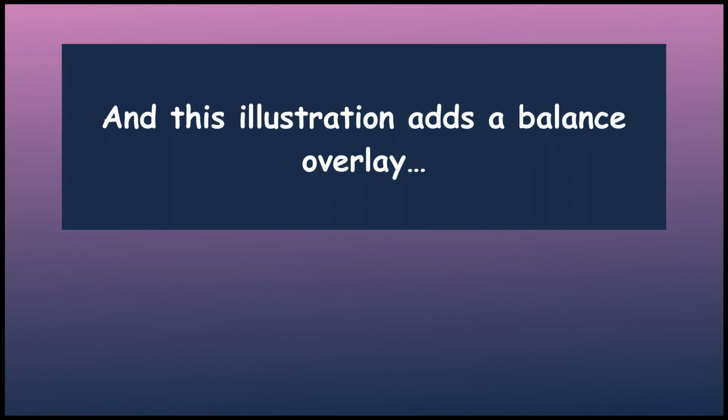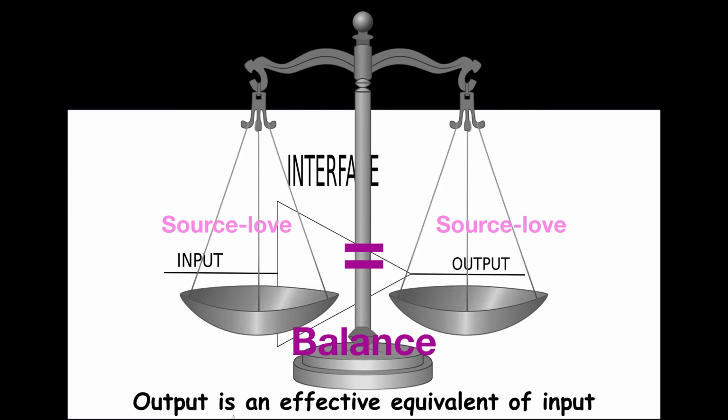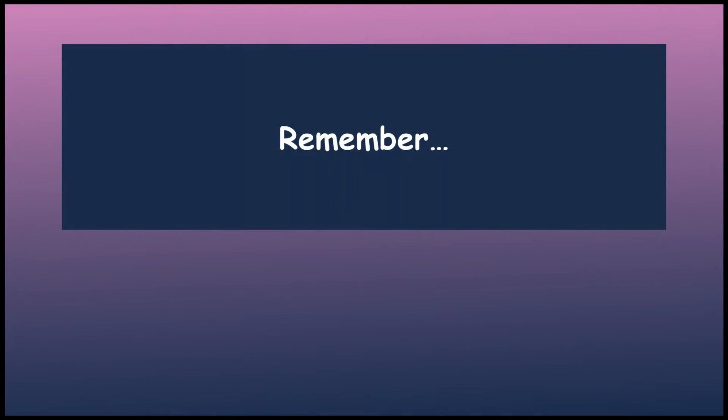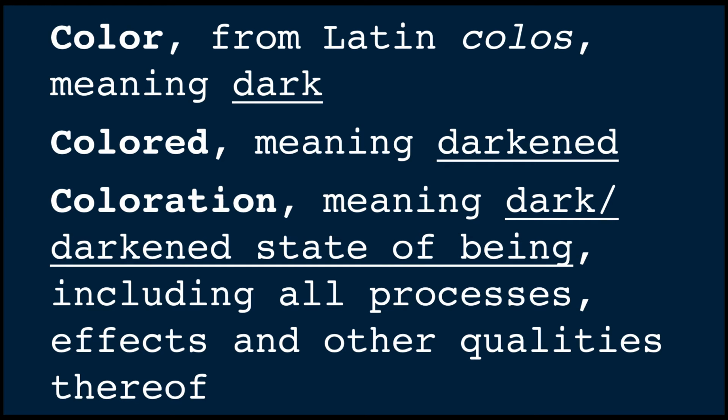And this illustration adds a balance overlay. Output is an effective equivalent of input, such that there is effective equality, which is balance. Remember, color is from Latin colos, meaning dark, colored, meaning darkened, and coloration, meaning dark or darkened state of being, including all processes, effects, and other qualities thereof.